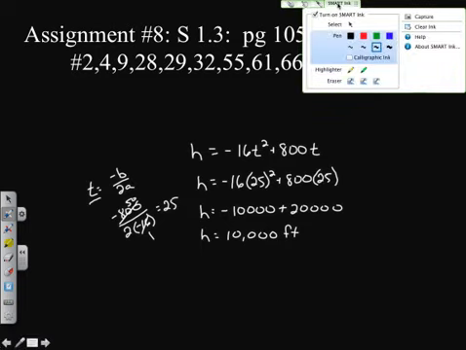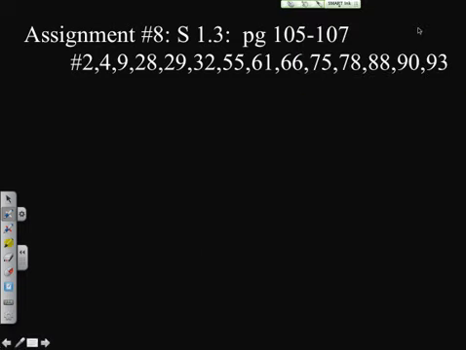Problems to take a look at. And some of them do have multiple parts, but as you look at that, you're going to have some time to work on those, again, in class, and I think you're going to have a weekend here. So those are the problems to look at for section 1.3. It is on page 105 to 107, so take a look at those, please.